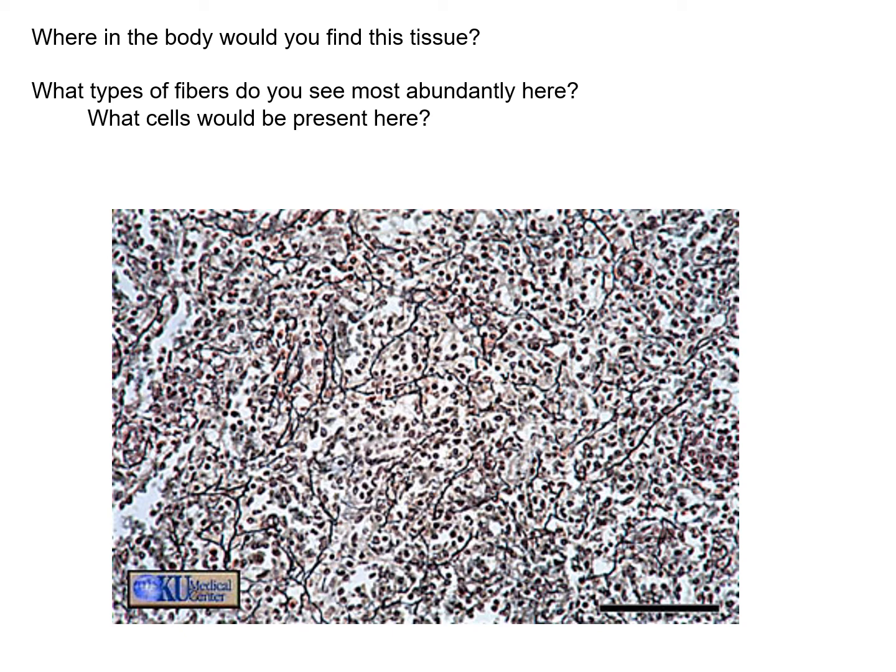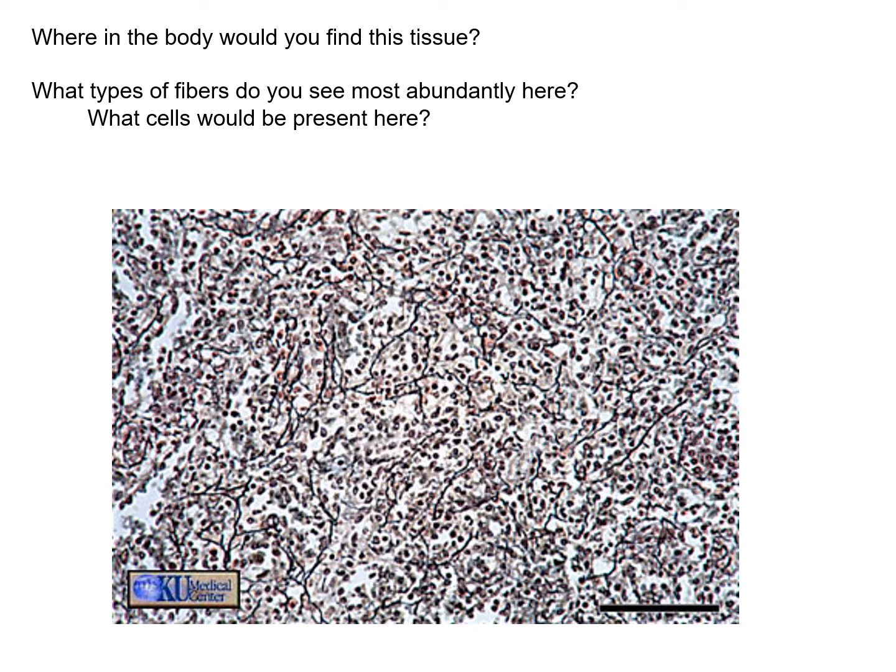Lymph nodes. That is a place where you would find reticular fibers. Could this also be the spleen? You would also find reticular fibers in the spleen. Remember that the spleen has two different kinds of pulp. There's a red pulp and a white pulp. So there are different portions of the spleen, but yes, you would find reticular fibers in the spleen.